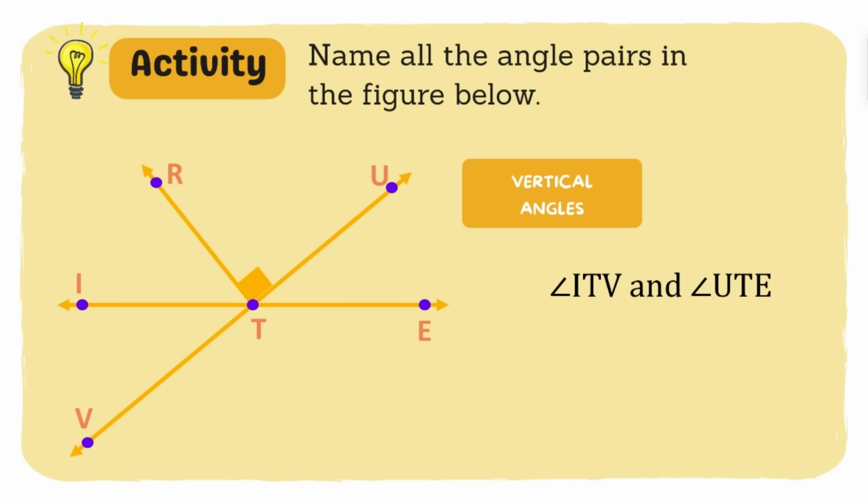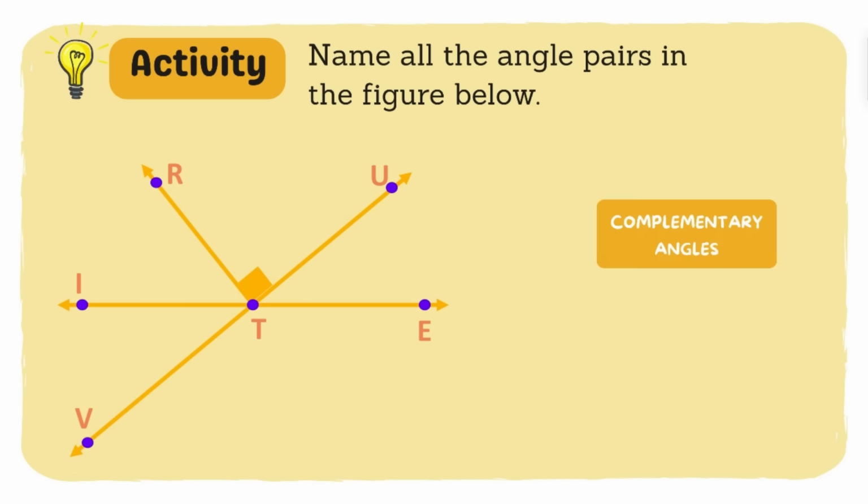We have angle ITV and angle UTE. So since they are vertical, they are also what we call the congruent angles. Okay? So andito po yung ating mga angle. Yan. Vertical at the same time congruent. Next one, we have the complementary angles.